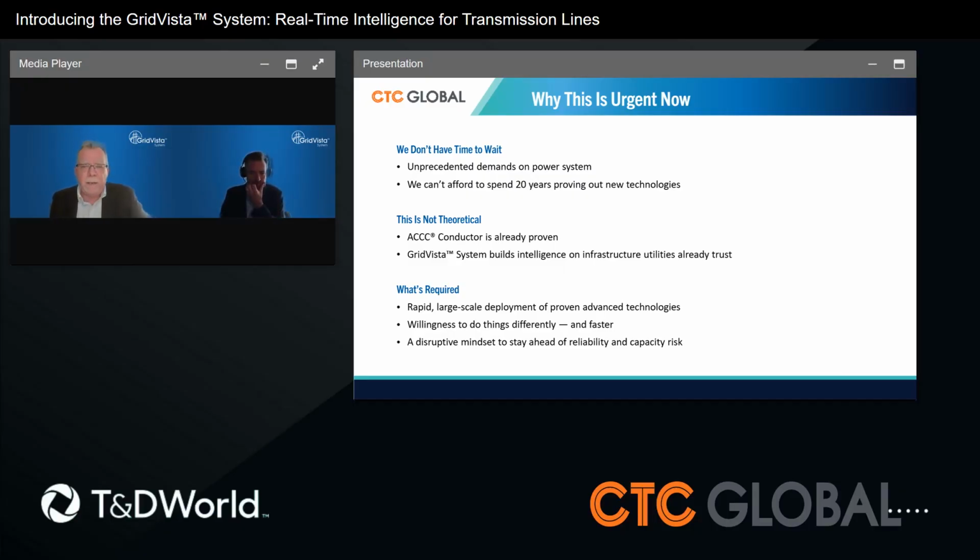There's many 80, 90, 100-year-old structures out on the system that are just fine and would support a lighter conductor like ACCC with higher capacity. And now you think about the leverage you get from the GridVista system. We need to plan smarter, and ACCC and GridVista need to be a key part of the planner's toolbox.